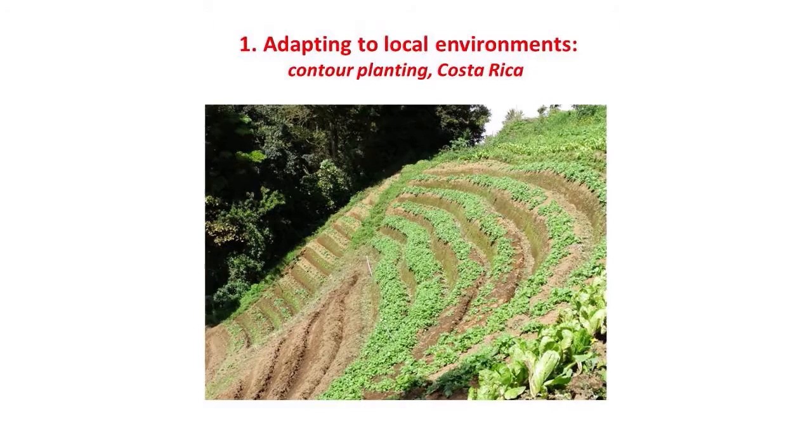So now I'm going to briefly go through the principles that I mentioned and explain a little bit more about them. The first principle of agroecology is that you grow according to your environment, you adapt according to what your environment offers you. Here you can see contour planting in Costa Rica, on a very steep hillside. It's important that you harmonise the farm with the environment, that you choose plants that are suitable to your location, and that you use locally adapted seeds. Now, this would seem common sense to most people, but this is not how most farms are organised.